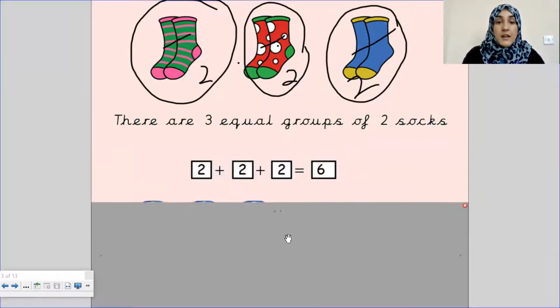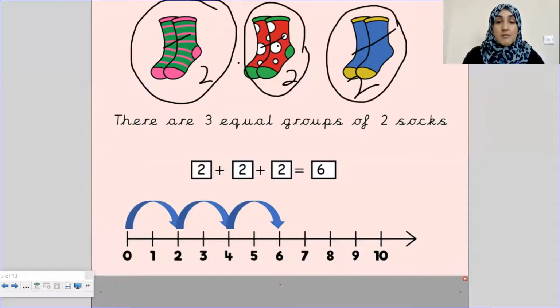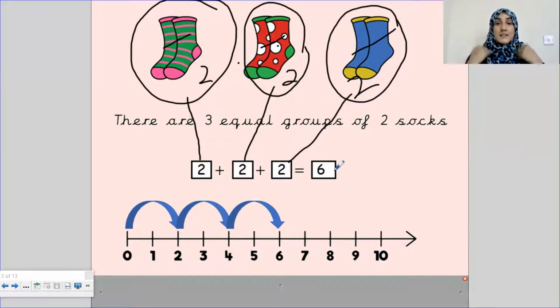Now, this is how we would write our repeated addition number sentence. If I wanted to find the total of all the socks together, my repeated addition number sentence would be 2, because that's matching to that lot. That's one lot of 2. Here's another lot of 2. That's 2 lots of 2. And here's 3 lots of 2. So 2 add 2 add 2 equals 6.